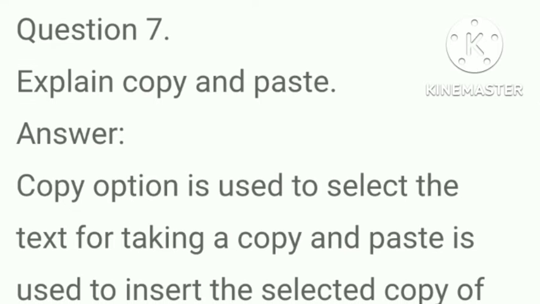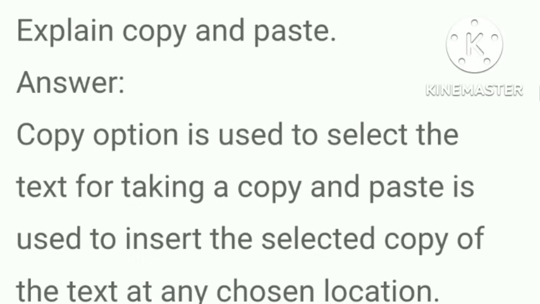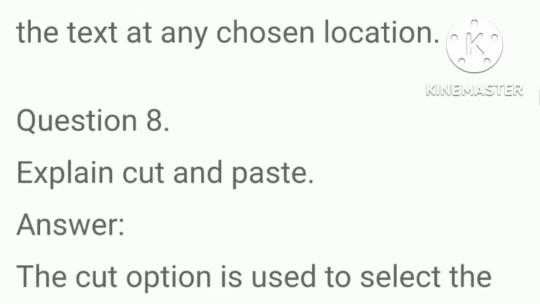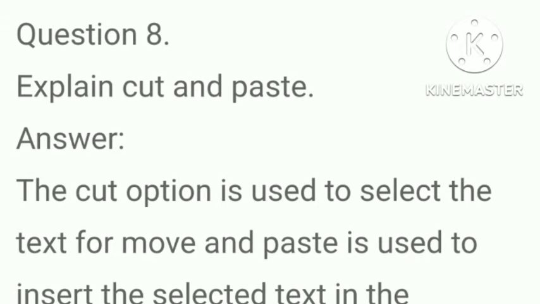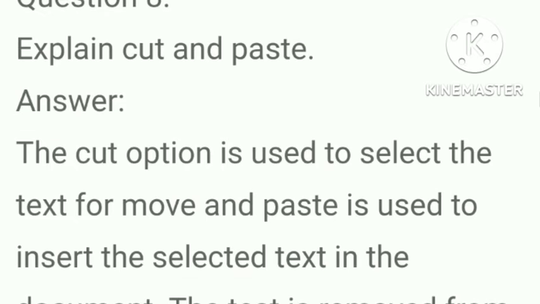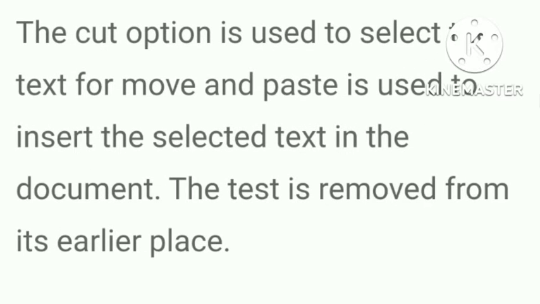Explain copy and paste. Answer. Copy option is used to select the text for taking a copy, and paste is used to insert the selected copy of a text at any chosen location. Explain cut and paste. The cut option is used to select the text for move, and paste is used to insert the selected text in the document. The text is removed from its earlier place.